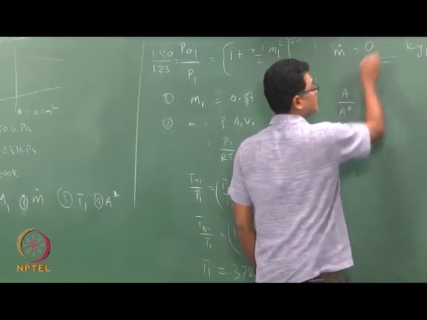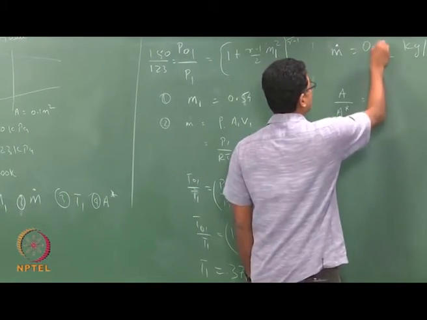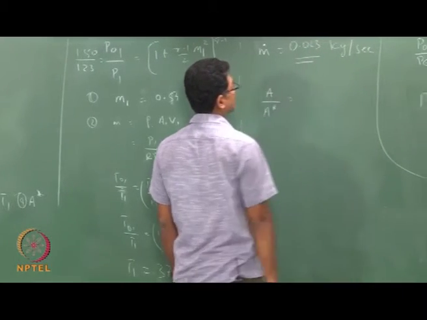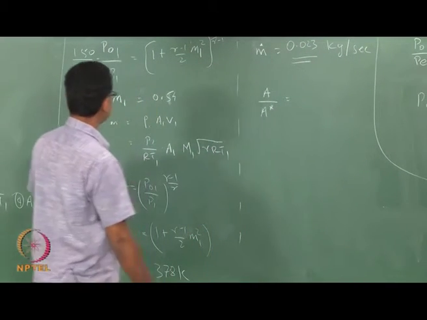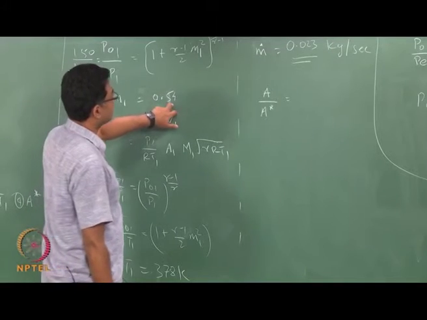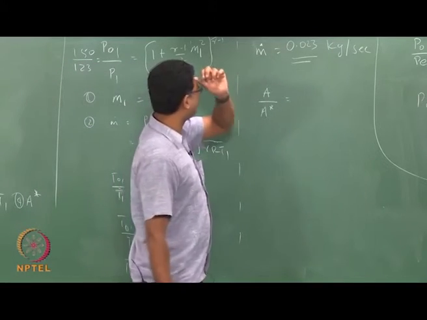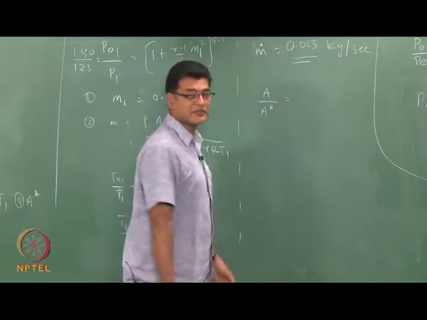0.023. What is the Mach number? Mach number 0.54, m dot is 0.03. Yeah, it is possible.